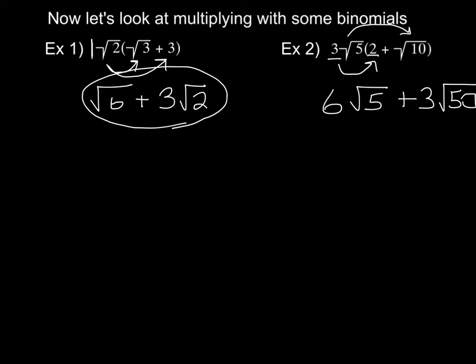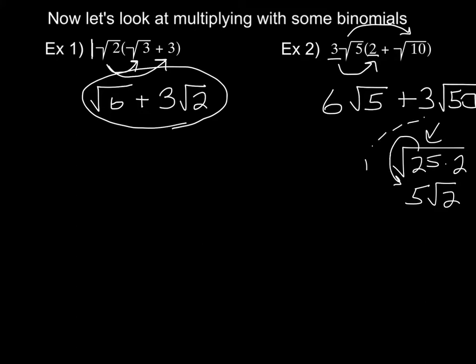Once again, I have to now stop and say, can I break any of these down? And of course, I can break down radical 50. It does have a perfect square in it, and so I would call that 25 times 2, and that breaks down to 5 radical 2. The 25 comes out and becomes 5. Don't forget we had this 3 sitting out front, and so that would multiply, and that little piece gives me 15 radical 2. We did still have this first term, 6 radical 5.